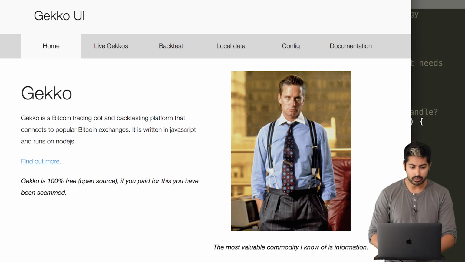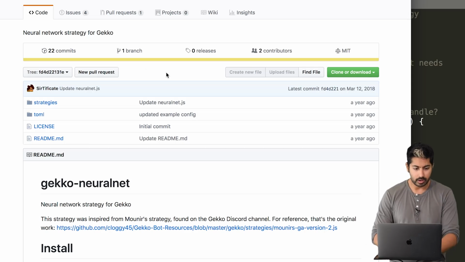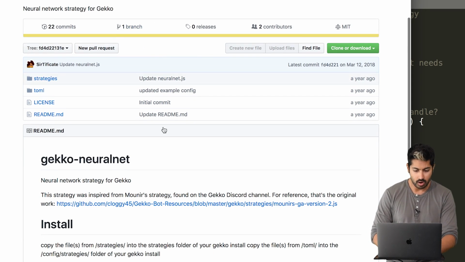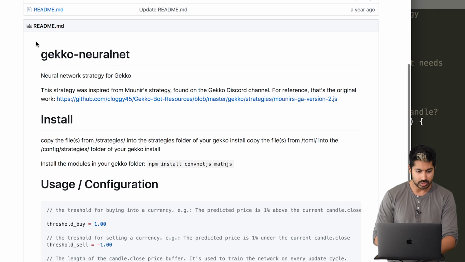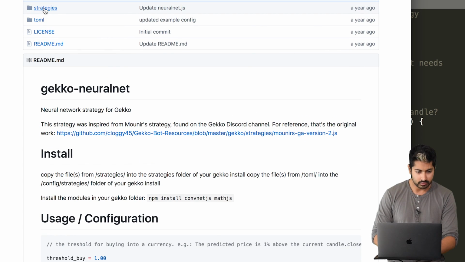So we will go to this repository right here called Neural Network Strategy for Gekko, and we'll look inside of it, and it says, okay, this is the strategy, let's add it to this.